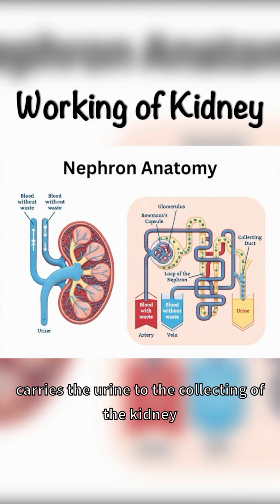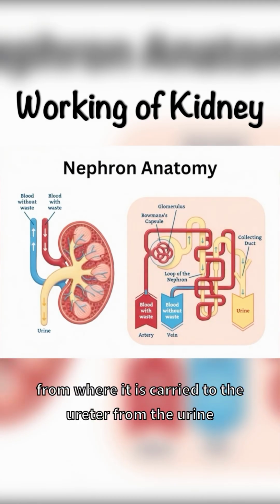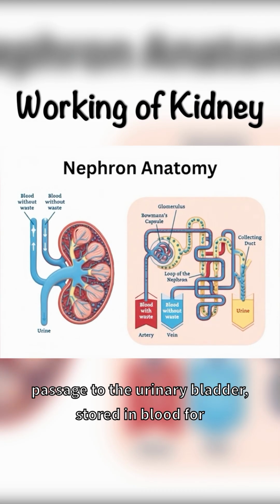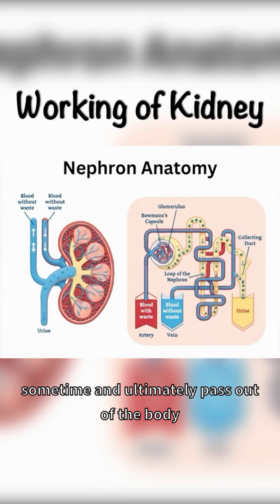The nephron carries this urine to the collecting duct of the kidney, from where it is carried to the ureter. From the ureter, the urine passes to the urinary bladder. Urine is stored in the bladder for some time and ultimately passes out of the body through the urethra.